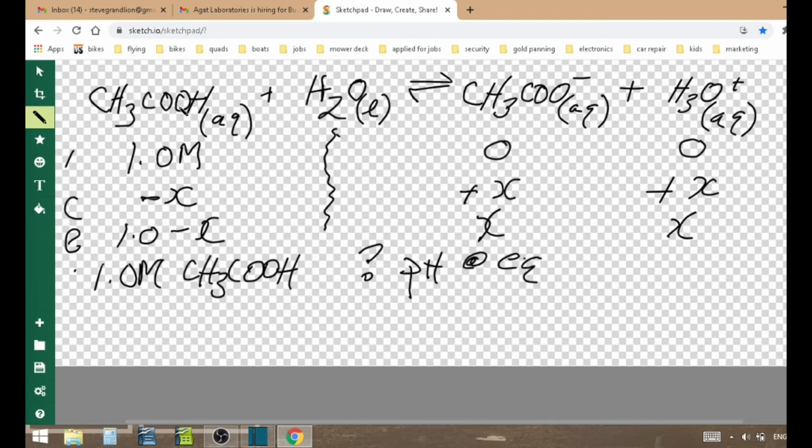The next step is, well, what do you do with the ice table? Well, using the ice table, we're going to calculate the value of X. Why? We're going to calculate the value of X because X is the hydronium ion concentration at equilibrium. So we're going to calculate X.